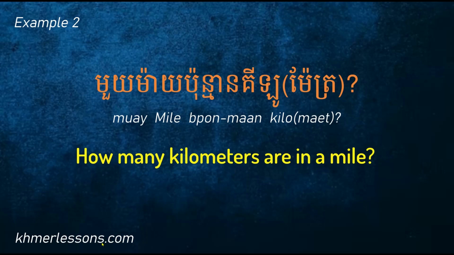And then maybe if you use it the same like this, we might get confused, right? But actually we will not be confused, because from the context we understand whether we talk about weight or about distance. So no worry, you will not get confused. So the abbreviation of kilogram or kilometer, you just say kilo. So you say មួយម៉ាយប៉ុន្មាន kilo, 1 mile how many kilometers.